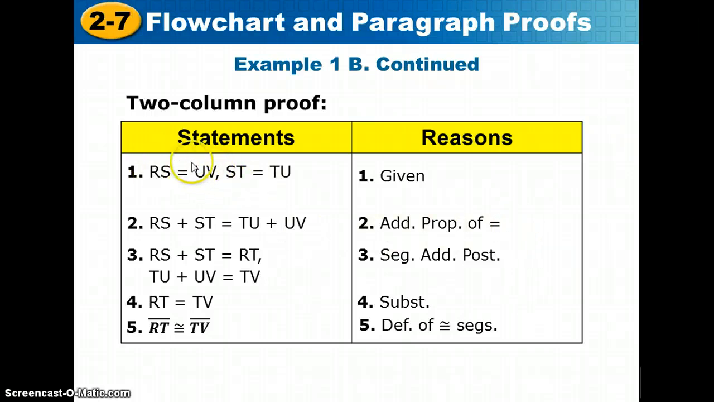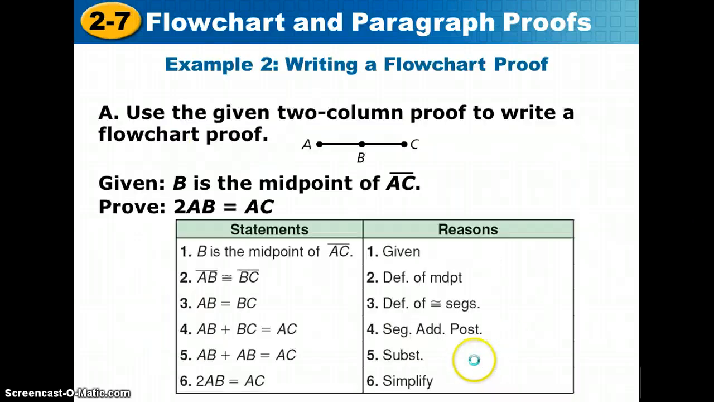We take RS equals UV and we add ST to one side and add TU to the other, but those are equal values, so we're really adding the same value to each side, so we get that. But we also have the segment addition postulate that we have to use before we can substitute anything. But once we've substituted, we have a final statement based on the definition of congruent segments.